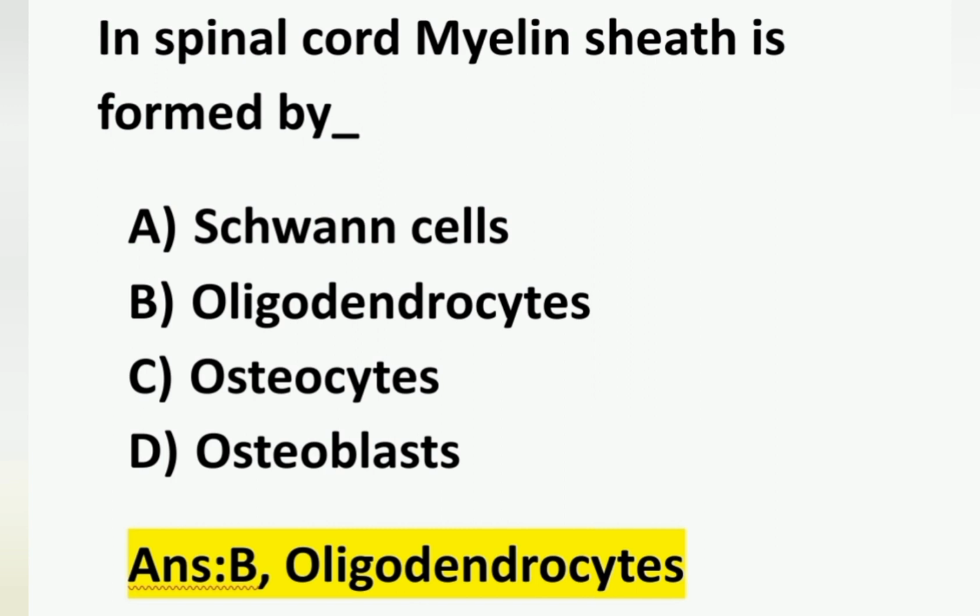Nervous system includes central nervous system and peripheral nervous system. In central nervous system, the myelin sheath is formed by oligodendrocytes, and in peripheral nervous system, the myelin sheath is formed by Schwann cells. Okay, here in spinal cord, myelin sheath is formed by oligodendrocytes. Option B is the correct answer.